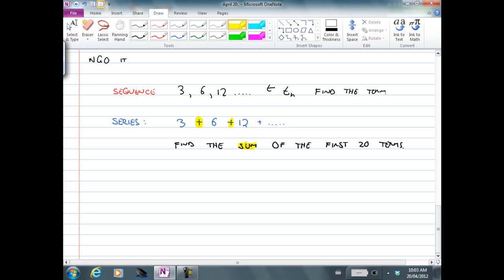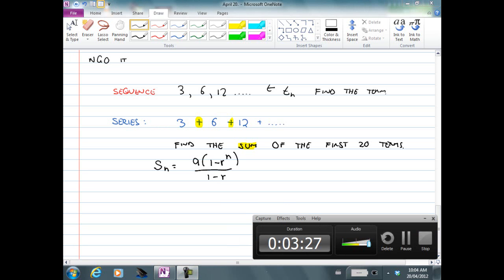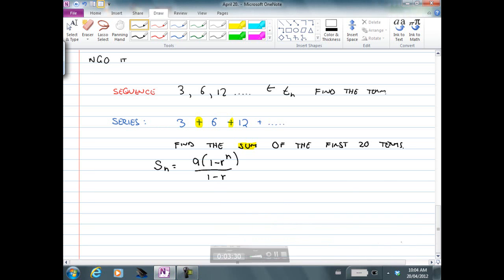If it's a sum, we can't use Tn anymore because Tn is term. So we're going to use a new formula, Sn. Sn stands for sum. Seriously, that's what Sn stands for. So Sn equals a(1 minus r to the power of n) over 1 minus r. I will give you this formula on your exam, my gift to you. Why am I giving it to you? Because it doesn't help you to remember this formula.